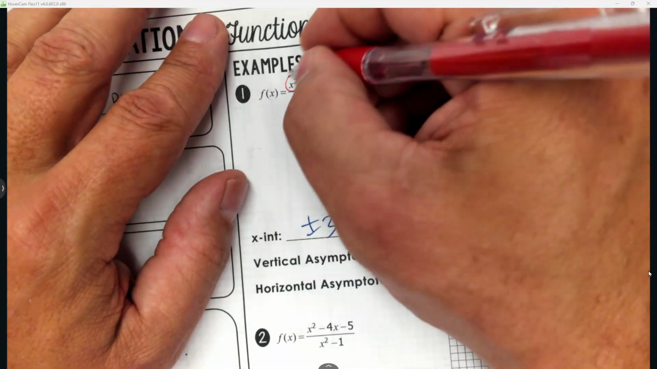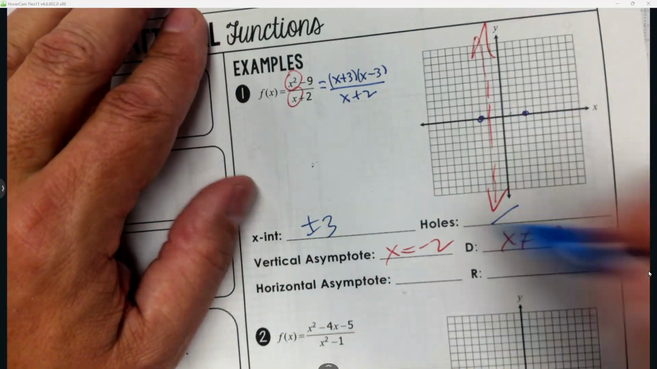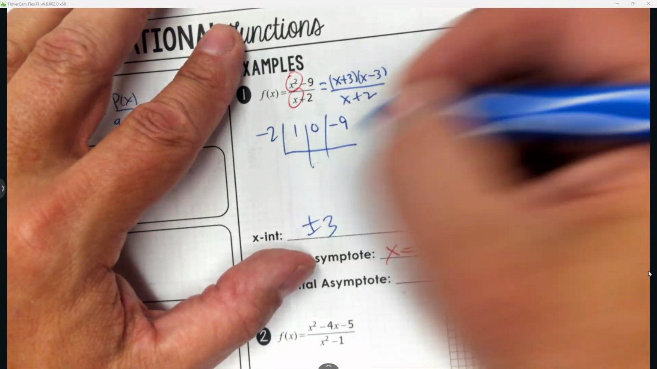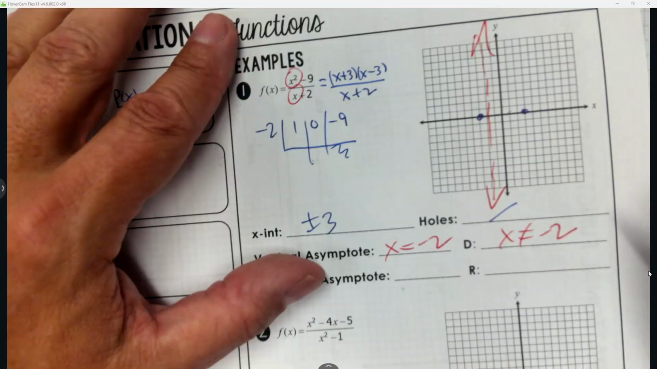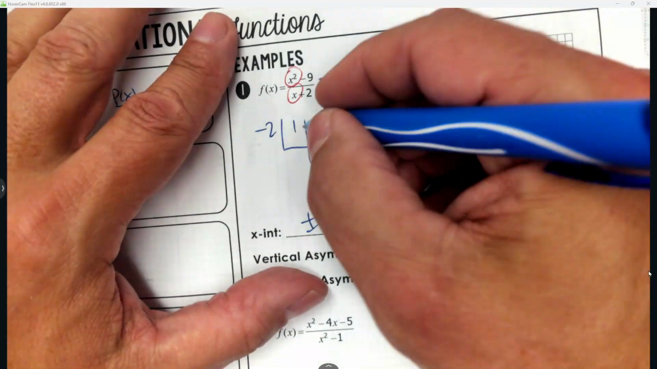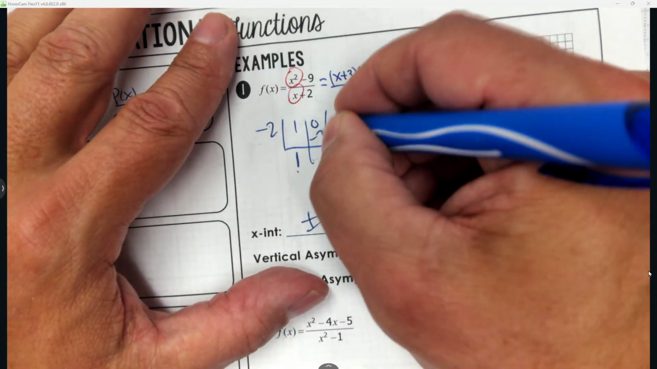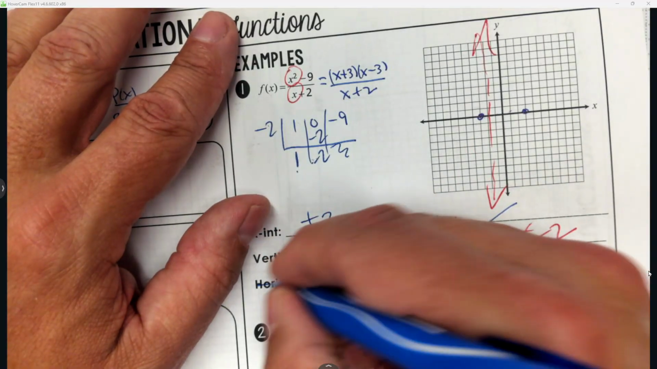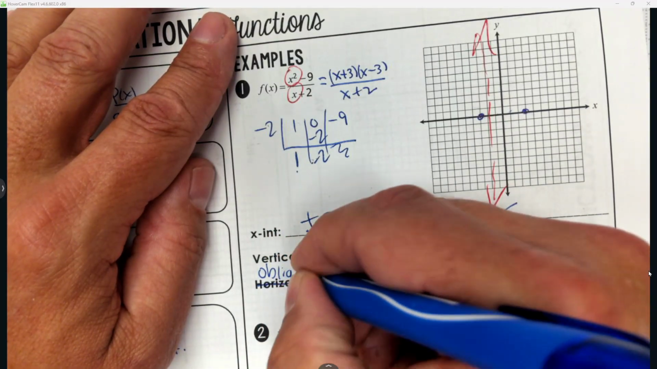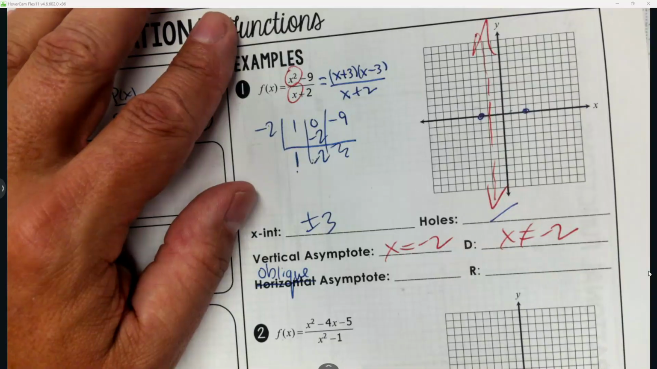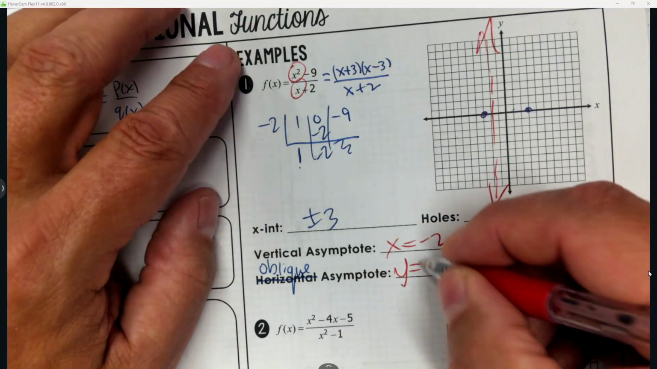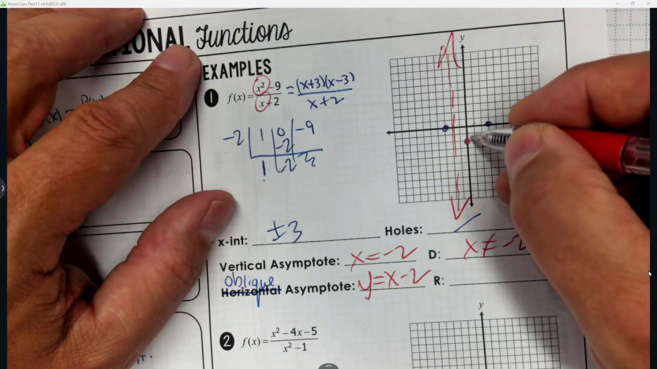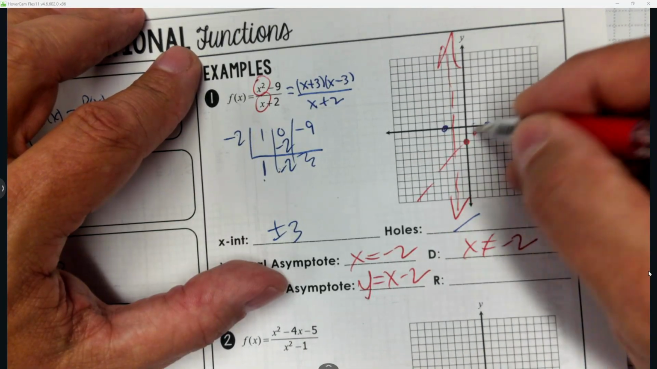For the horizontal, when the top is bigger than the bottom, I have to divide. So I take the zero of the denominator and I divide it into the numerator. The remainder doesn't have an effect on the line that you're drawing, so I drop the 1 down. Negative 2 times 1 and add. Those are the numbers that give it to me. So this is oblique, so I'm going to cross this out and write down the word oblique. And that is y equals 1x minus 2. To graph a line, I start at the y-intercept, negative 2, and then I go up 1 over 1, and I draw my line.